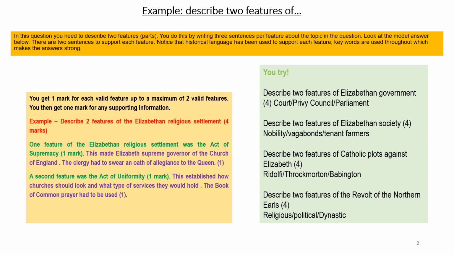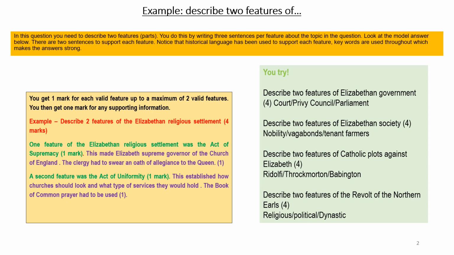So one feature of the Elizabethan religious settlement was the Act of Supremacy. This made Elizabeth Supreme Governor of the Church of England. The clergy had to swear an oath of allegiance to the Queen. A second feature was the Act of Uniformity. This established how churches should look and what type of services they would hold. The Book of Common Prayer had to be used.